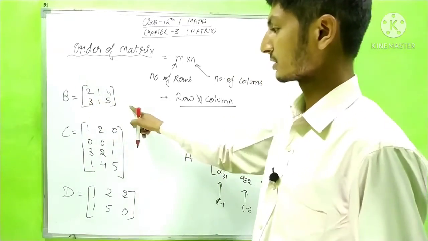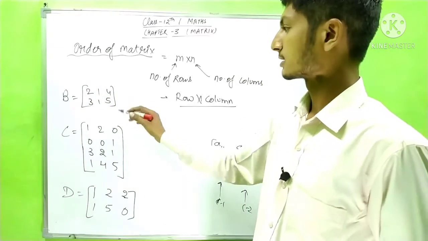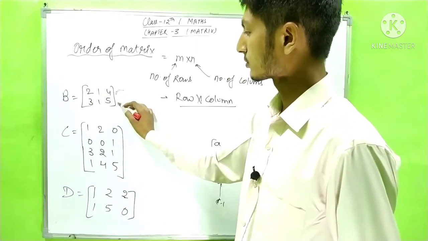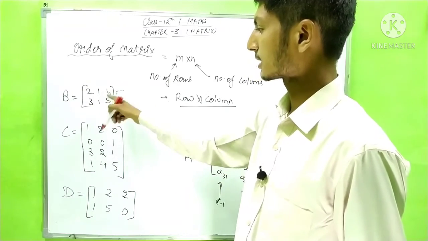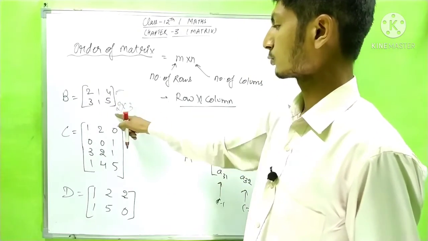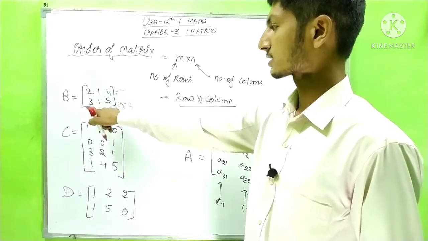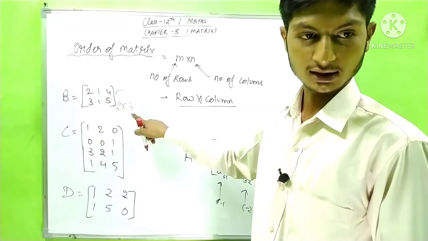Now this matrix is B. So what is the order of this matrix? Here there are 2 rows, so we put 2, and there are 3 columns. So 2 by 3. The order of this matrix B is 2 by 3.